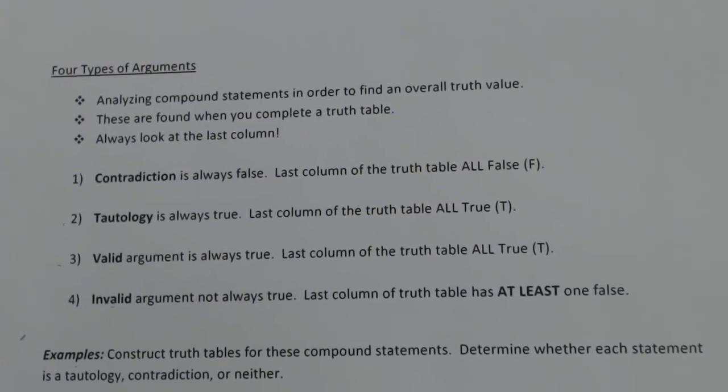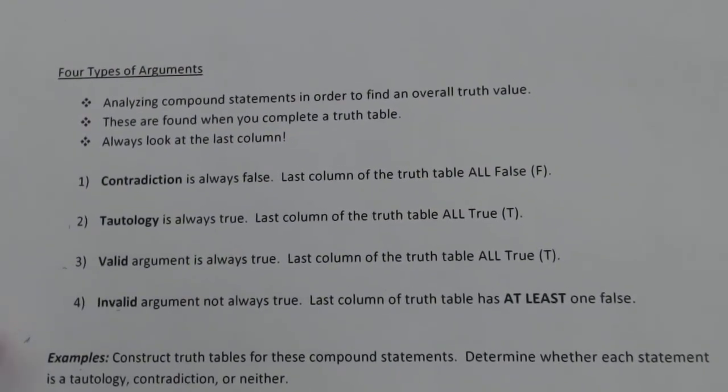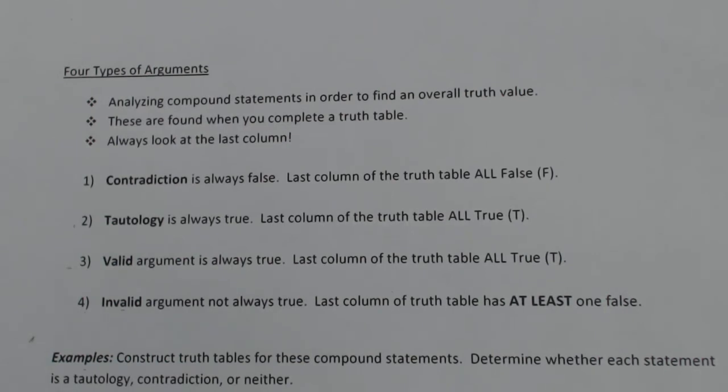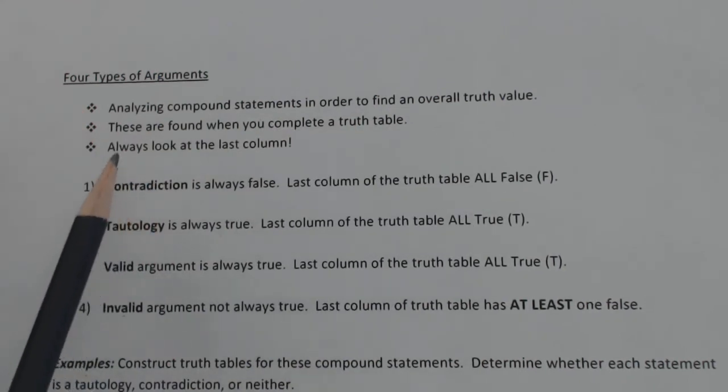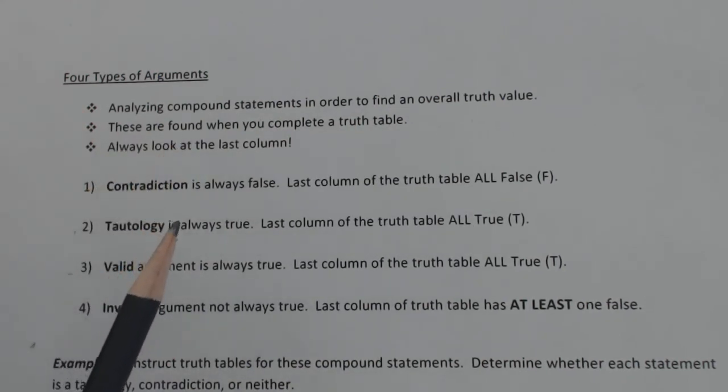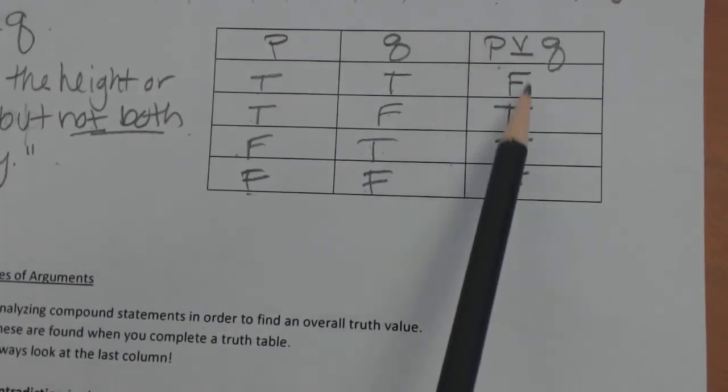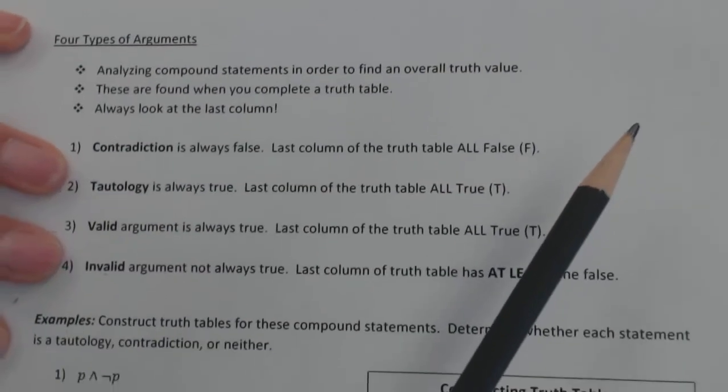Next, we're going to be going on to four types of arguments. These involve analyzing compound statements in order to find an overall truth value. These are found when you complete a truth table. Always look at the last column. So the last column would be this last column here.